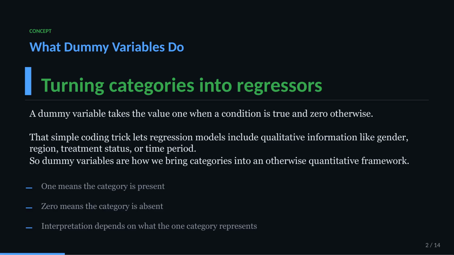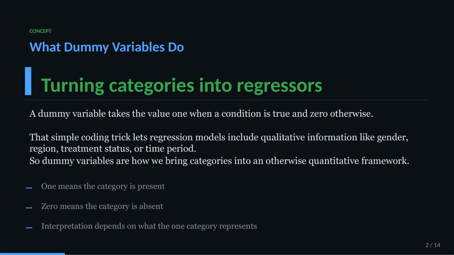At the most basic level, a dummy variable is just a 0-1 indicator. It equals 1 when a condition is true and 0 otherwise. That sounds almost too simple to matter, but it is incredibly useful. Once we code a category this way, it can enter a regression just like any other regressor. So categories like female, married, union member, post-reform, or winter quarter can all be modeled inside a linear framework. The key is to name the variable clearly so everyone knows what the one category means.